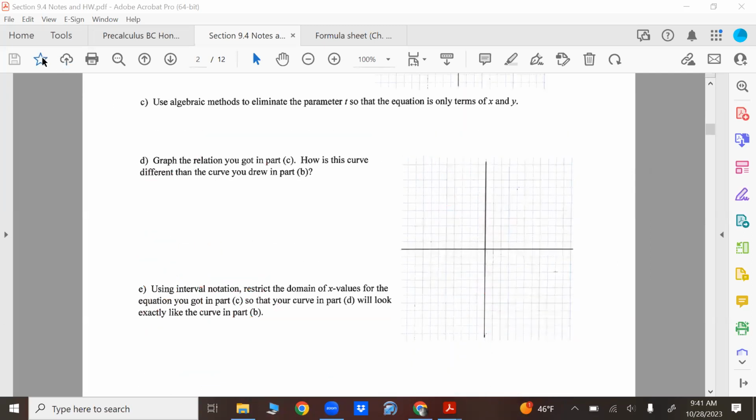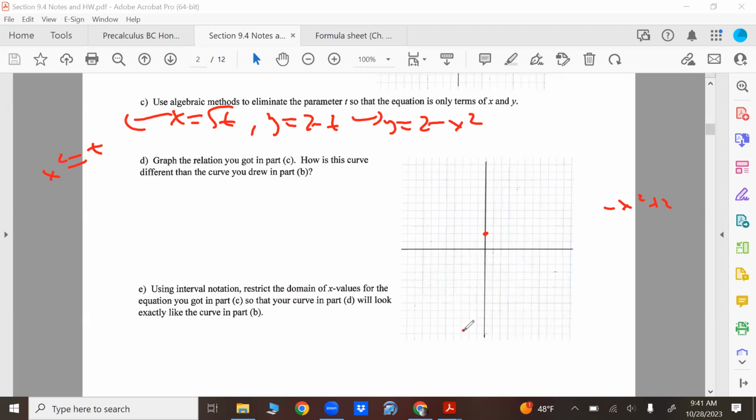So here we go. x equals root t. y equals 2 minus t. So you could probably say t equals x squared, right? So y equals 2 minus x squared. And that makes sense because it's pointing down: negative x squared plus 2, a vertical shift of 2 up. And if you were to graph it in all its glory, it would look like this, right?